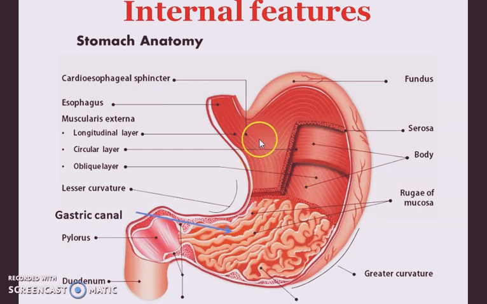In the upper part of the stomach, the muscularis externa is seen. Here you can see the longitudinal layer, this is the circular layer, and this is the oblique layer of muscle. When the stomach is empty, its interior shows numerous mucosal folds, and these mucosal folds are called rugae. Along the lesser curvature, these rugae or mucosal folds are longitudinally placed. These longitudinally placed rugae isolate a part which is called the gastric canal. Here, this is the gastric canal.